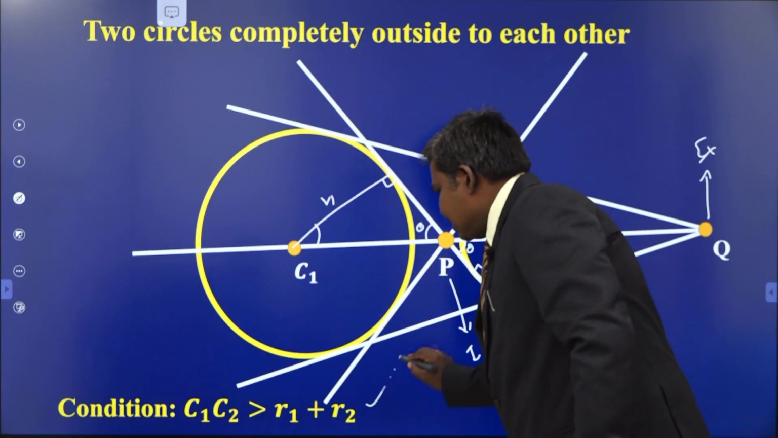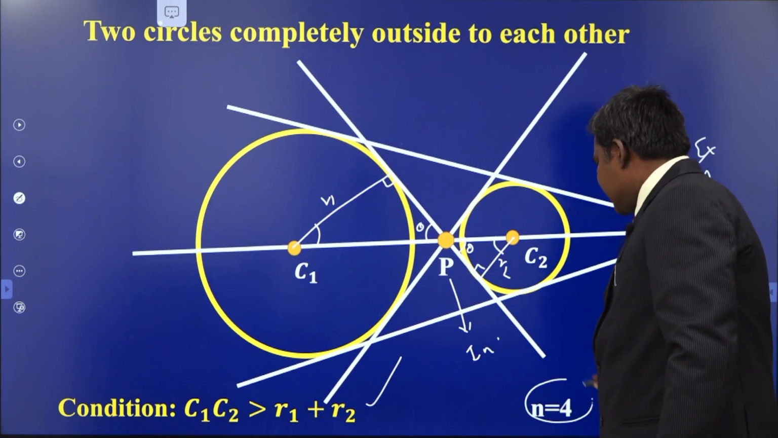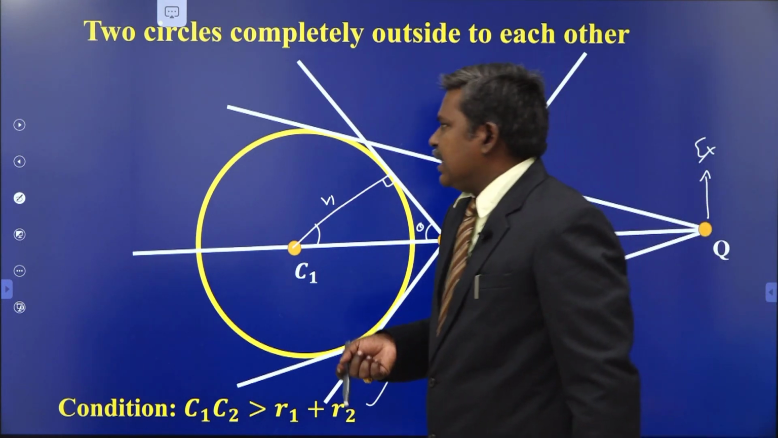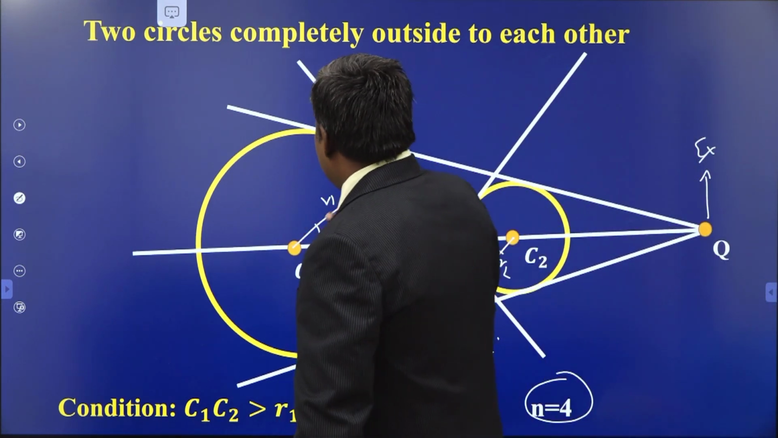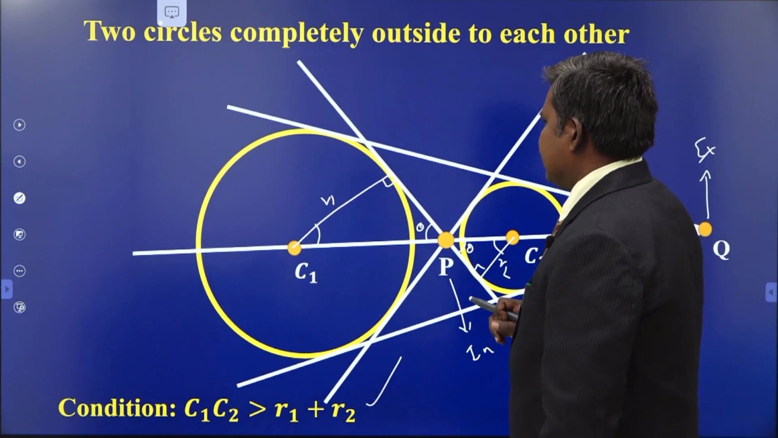Remember this condition, C1C2 greater than R1 plus R2. The number of common tangents is 4. Once you know this type, you can easily derive all the other types, about the relative position of the two circles. Okay.